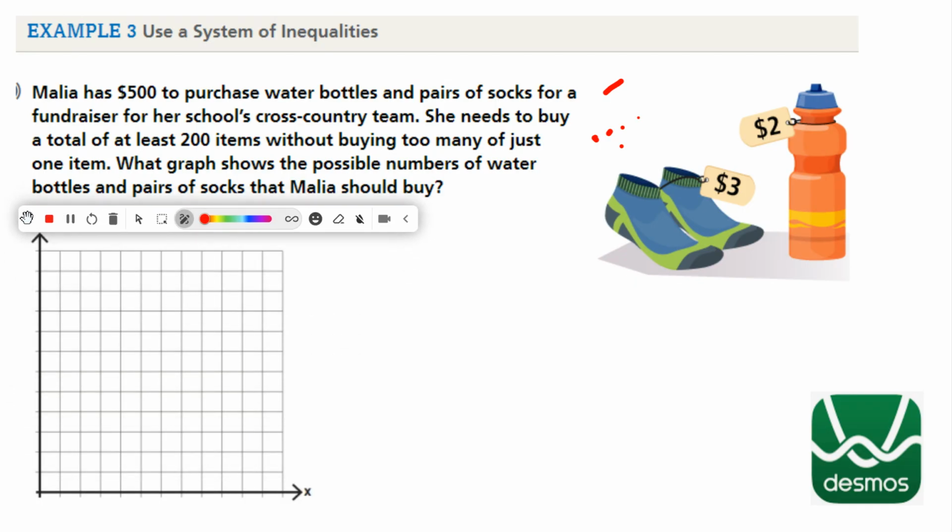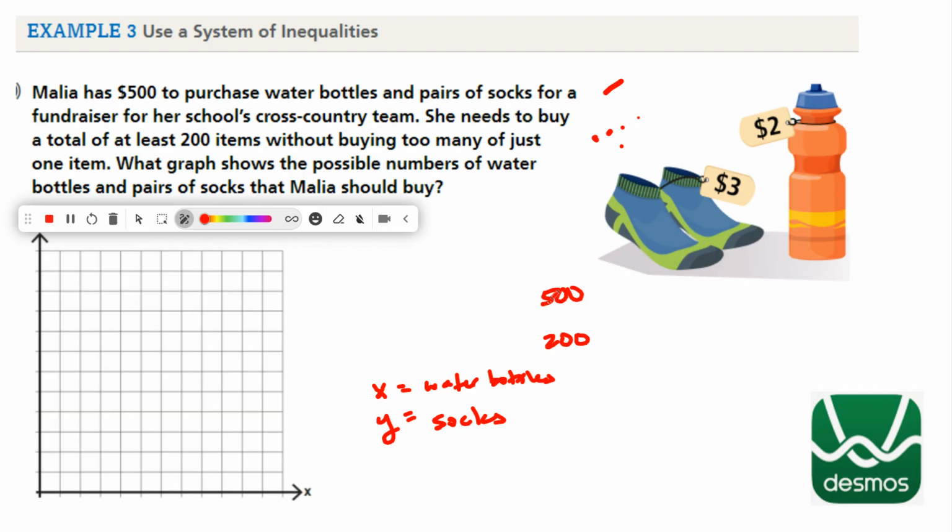Okay, all right. So I see two totals, right? The first total is 500 and the second total is 200. Now, each of these is going to require an inequality, and we'll do that in a second. But let's think about, okay, what should X be and what should Y be? Well, if I look over here, I have these socks and water bottles, and it says she needs to purchase water bottles and socks. So I'm going to let X be the water bottles and Y be the pairs of socks.